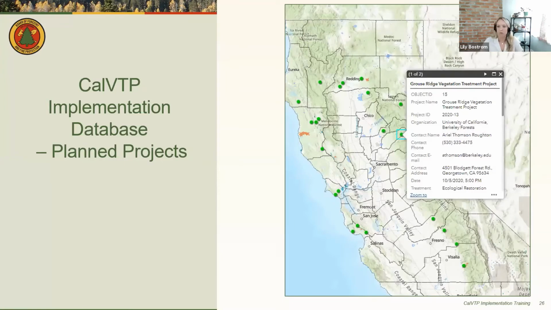So this is just a screenshot of the CalVTP implementation database for planned projects. Each of the green dots represents a planned project. And if you click on one of the dots, a pop-out box appears as shown on the slide and provides some specific project information. Next slide, please.